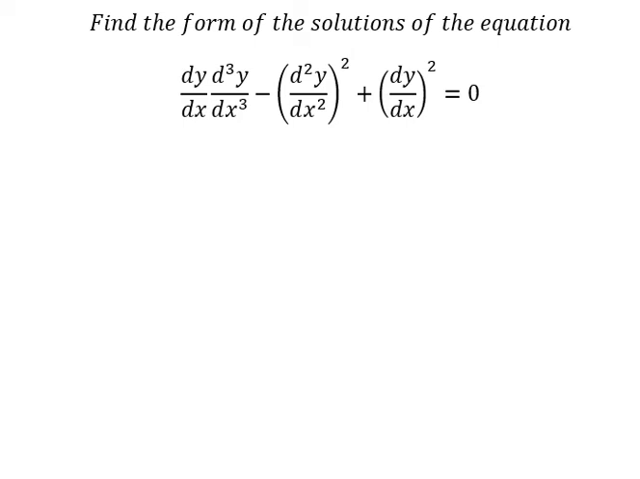Hello everybody. So today I want to talk about calculus. The topic today is about differential equation. So now I want to show you how to answer.